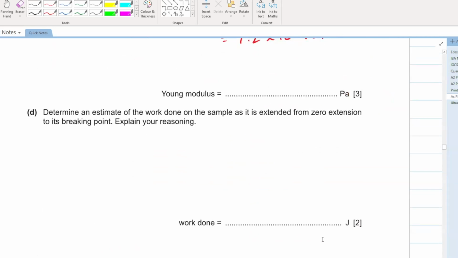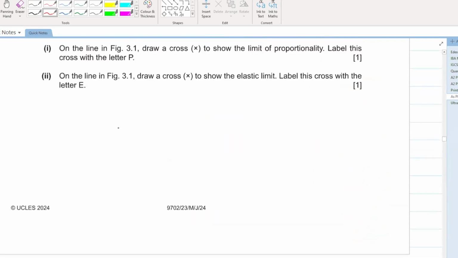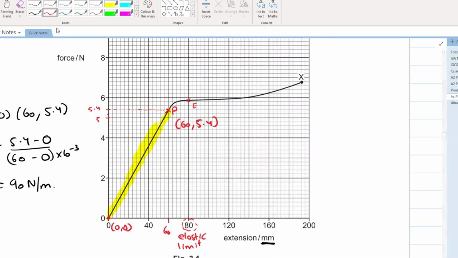Determine an estimate of the work done on the sample as it is extended from zero extension to the breaking point. Explain your working. Perfect. So you have to calculate the work done on the sample from zero extension till its breaking point. So basically you have to calculate the area under the graph. How can you calculate this entire area under the graph?